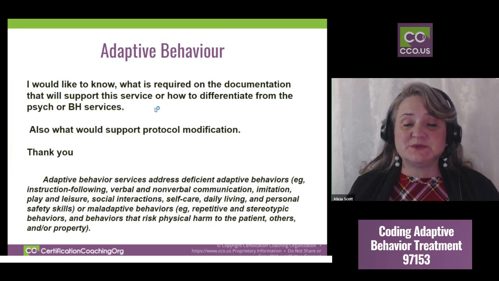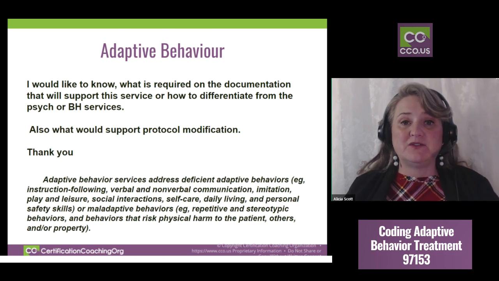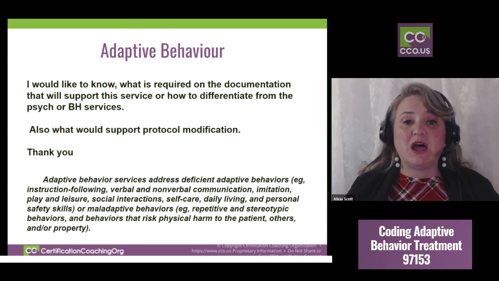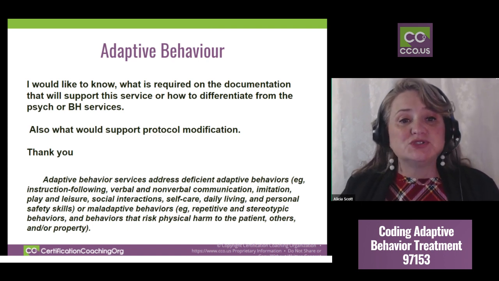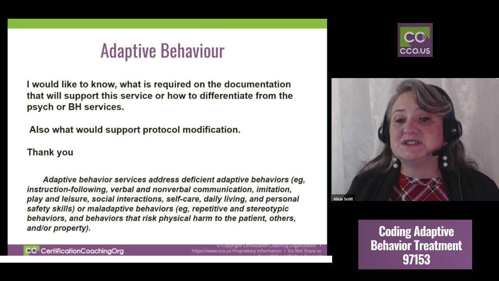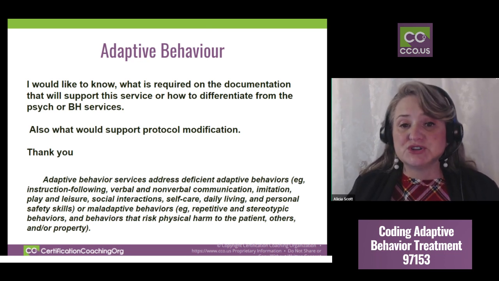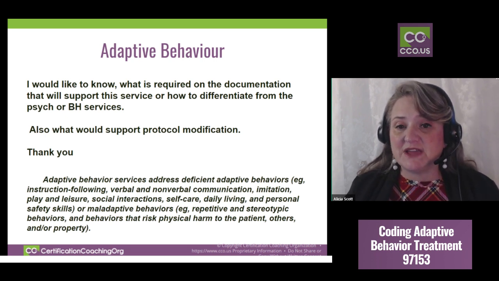Adaptive behavior, that's what the question was. And I'm going to read it for you. It says, I would like to know what is required on the documentation that will support this service, or how to differentiate from the psych or behavioral health services. Also, what would support protocol modifications?